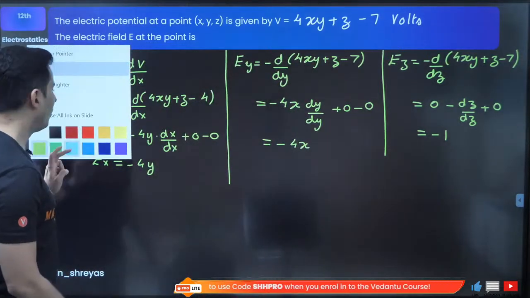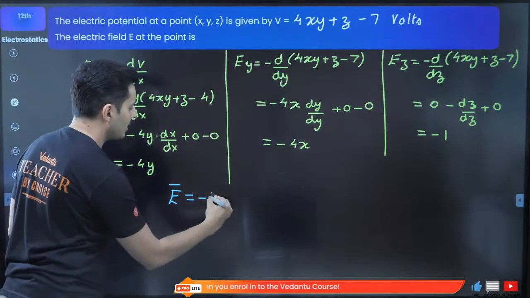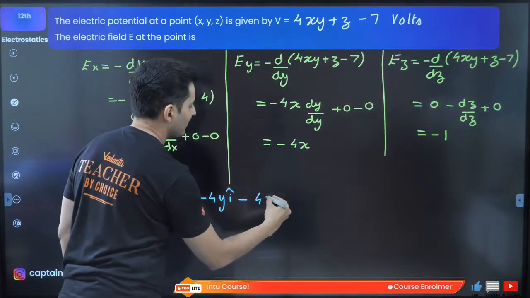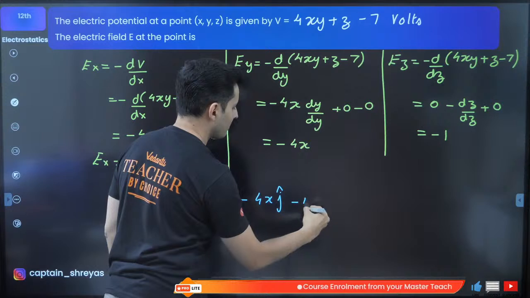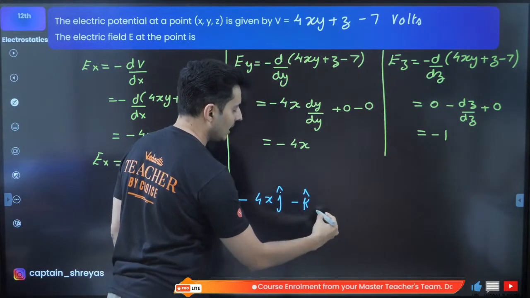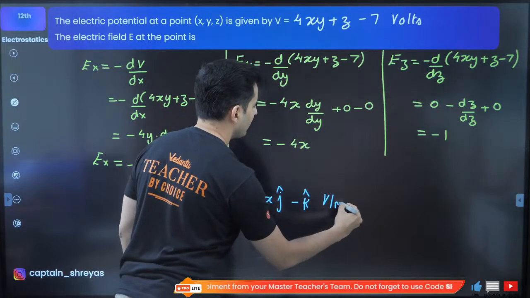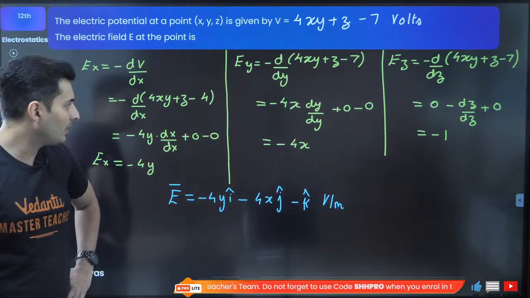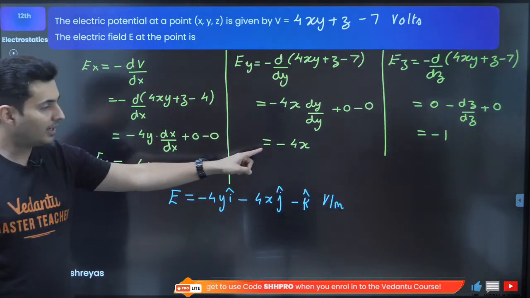So finally, what is the net electric field? The net electric field will be minus 4y as the i component, minus 4x as the j component, and minus 1, that means minus k hat, as the k component. So that is that many volts per meter. Is that fine, my warriors? It will be minus 4x, not plus 4x.